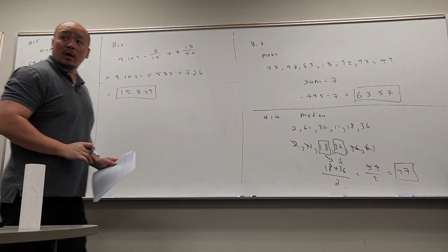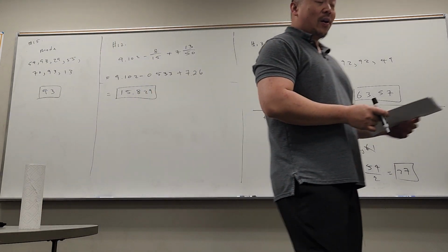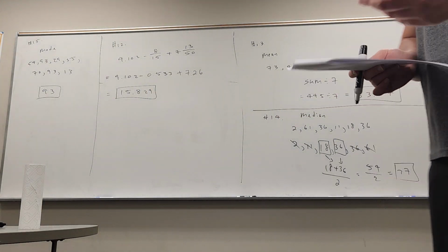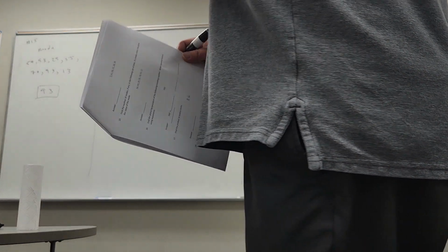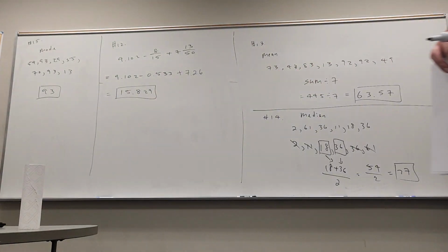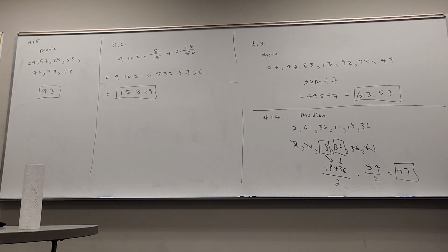Now you can have more than one mode. Let's say you have another number like 13 that repeats itself. Then you could have 93 and 13 at the same time as modes. But usually it's the one that has the most repeats. The number that has the most repeats, that's your mode.